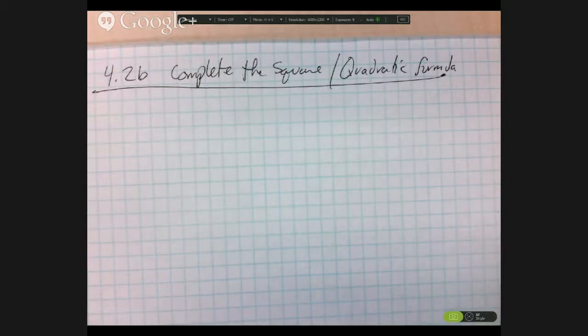Okay, we're venturing still in quadratics. Two days. We're going to talk about the quadratic formula first, and then complete the square. Our focus today is going to be on completing the square.